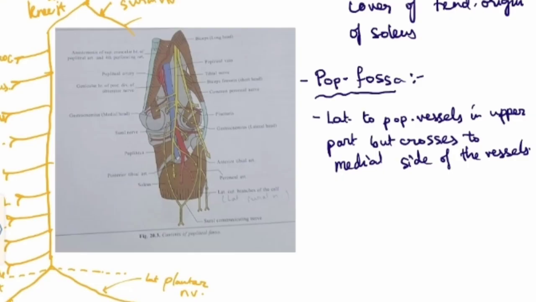So here we have the photo of the popliteal fossa. Let's try to find out the tibial nerve, which is located here. Here you can see the tibial nerve is going. These are the vessels. This is the medial side. This is the lateral side.